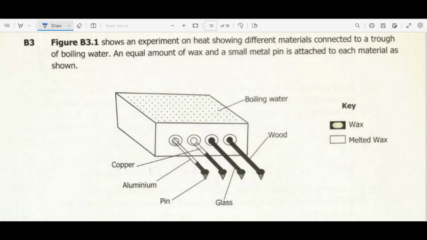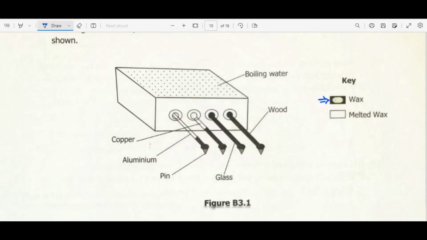So the question reads, figure 3.1 shows an experiment on heat showing different materials connected to a trough of boiling water. An equal amount of wax and a small metal pin is attached to each material as shown. Right, so let's begin with the key. The key tells us that the shaded part shows the wax, then the unshaded is showing us the distance of the area by which wax has melted.